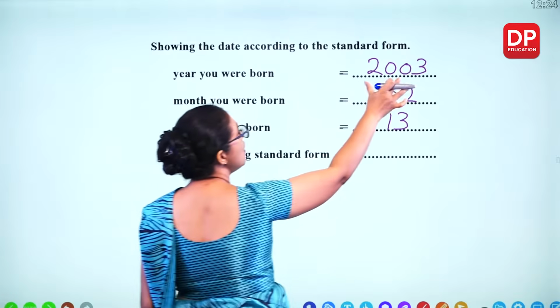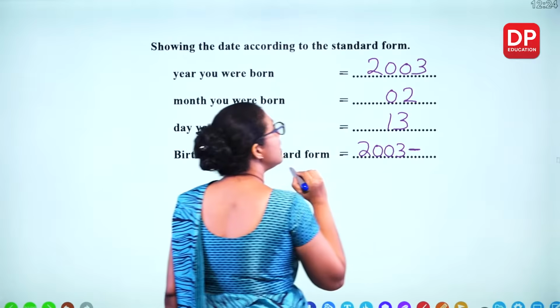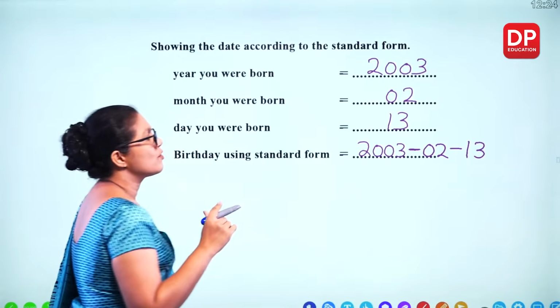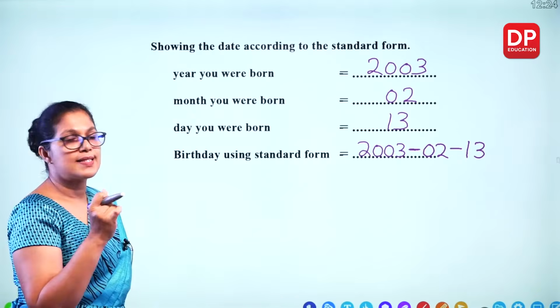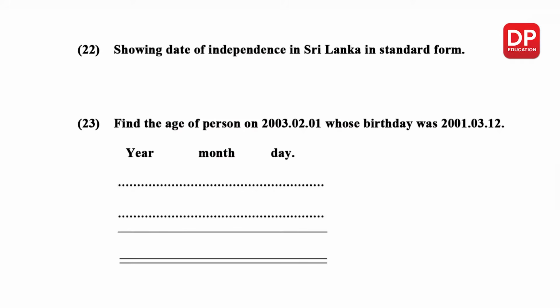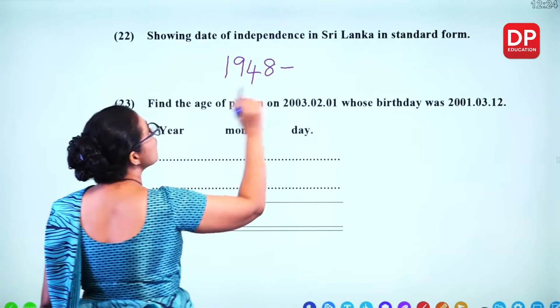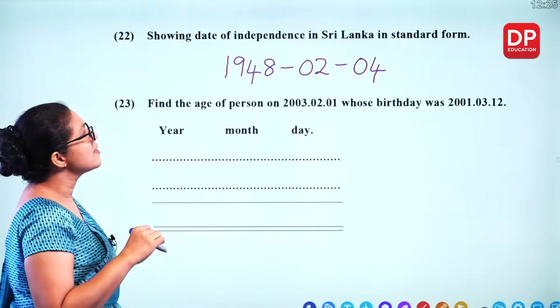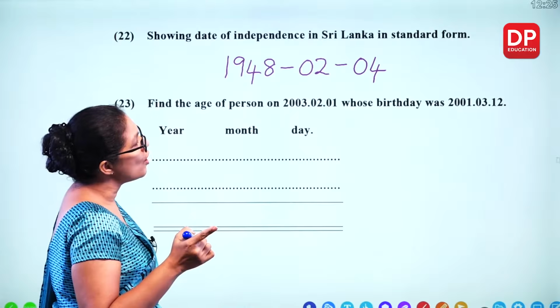So we write the year with 4 digits, 2003. The year with 4 digits, and then we put a line. And months with 2 digits and a line, and the day after that. So year with 4 digits and then slash, month with 2 digits and day with 2 digits. That's the standard form. Showing date of independence in Sri Lanka in standard form. So 1948, February, that's 02, 4th, 04. 1948 February 4th.